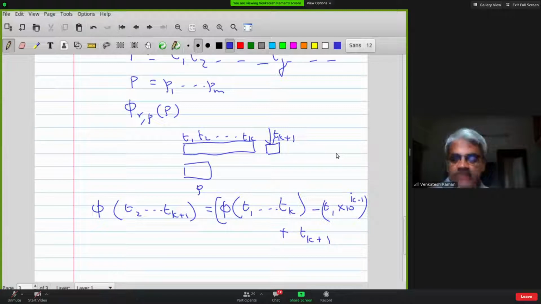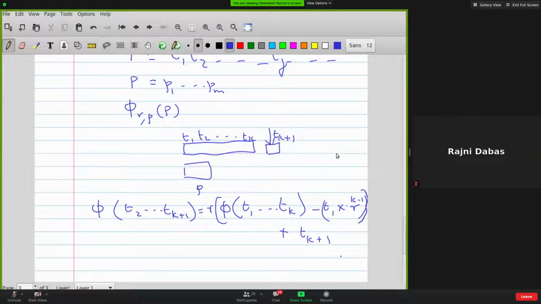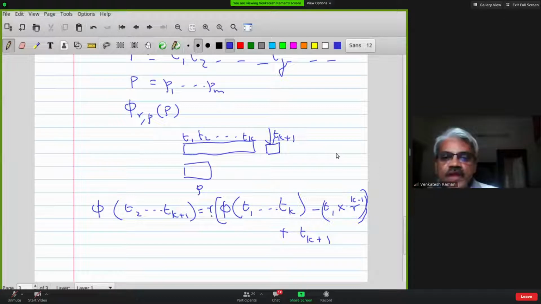We are doing it with R, right? So this is R. And then multiply by R, this whole thing, and then add Tk plus 1. That is the new fingerprint. So R is something which I can always keep. That's not a problem. R power k minus 1, I can compute and keep it all the time, or m minus 1.